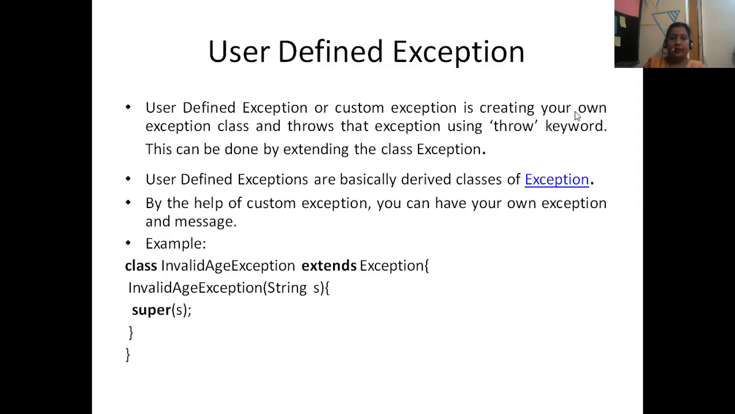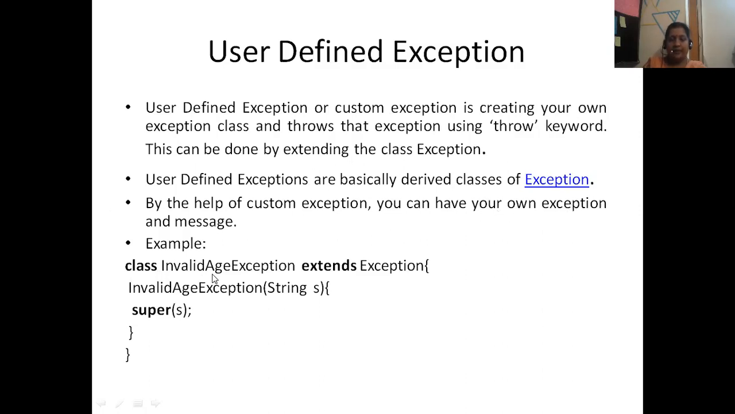So here we will discuss the theory. A user-defined exception or custom exception means creating your own exception class and throwing that exception using the throw keyword. Here we have to use only the throw keyword. User-defined exceptions are basically derived classes of Exception. Exception is a base class, so if you create a user-defined exception, it is a derived class of this Exception class. With the help of a custom exception, we can have our own exception and message.